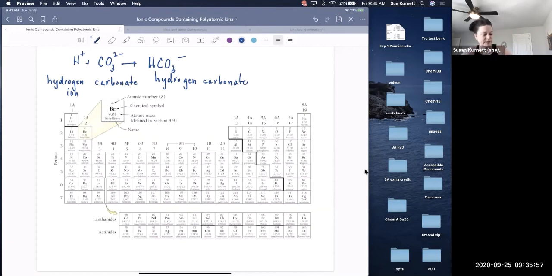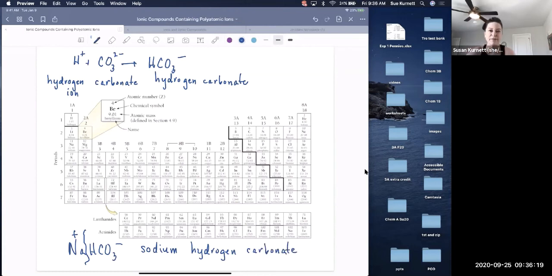If I had sodium hydrogen carbonate, there's one cation and one anion, and it's called sodium space hydrogen space carbonate. Like Catherine Zeta-Jones. But hydrogen carbonate is one ion that sticks together in a polyatomic chunk.